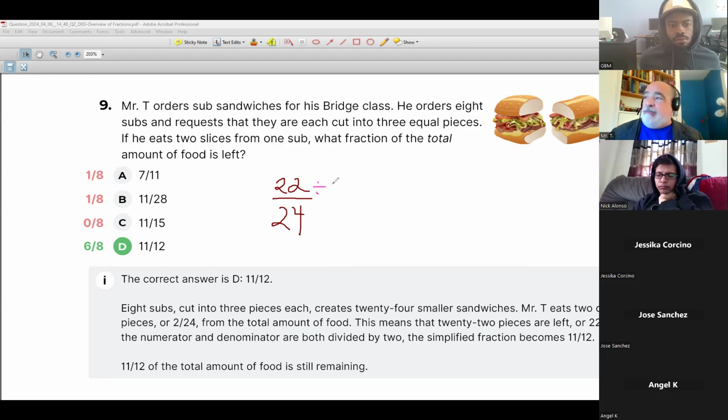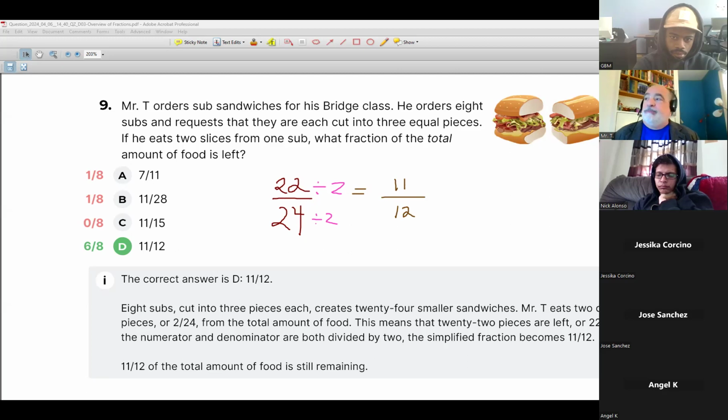So they're both even numbers. I know I can always divide by 2 when I have even numbers. And in fact, what that gives me is 22 divided by 2 is 11. 24 divided by 2 is 12. So what fraction of the total is left after I've eaten 2 is 11/12.